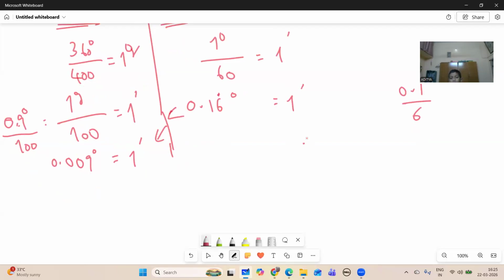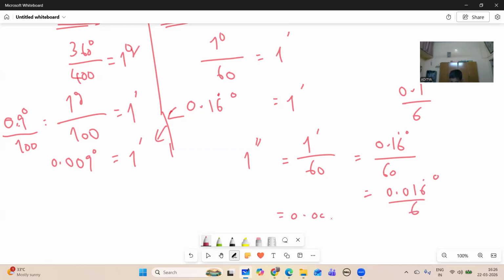What is second? Out of this, you are taking the 60th part to get 1 second. The 60th part of 1 minute is 1 second. Okay, means it is 0.16 recurring degrees by 60. This becomes how much? 0.0027, like that it comes. Okay, so one second is these many degrees.